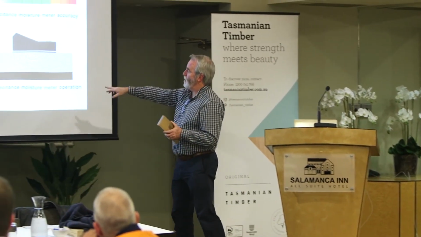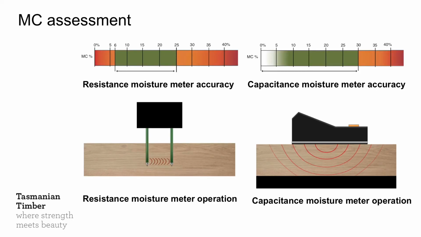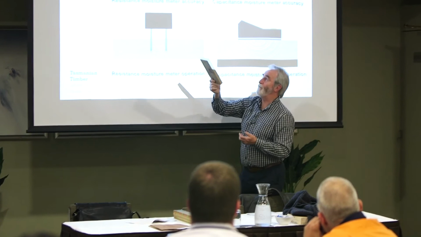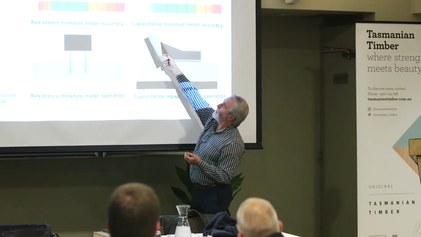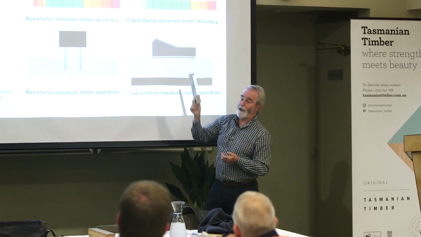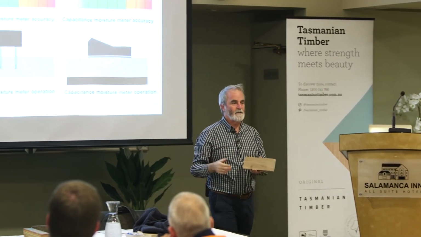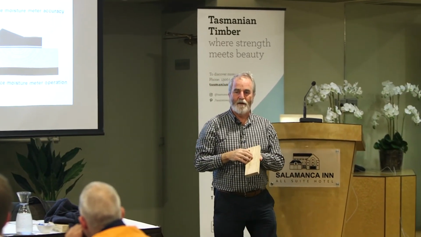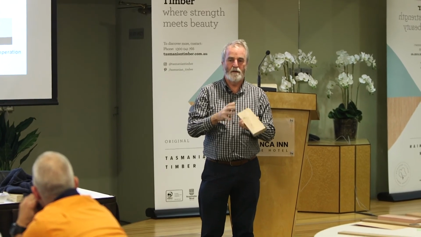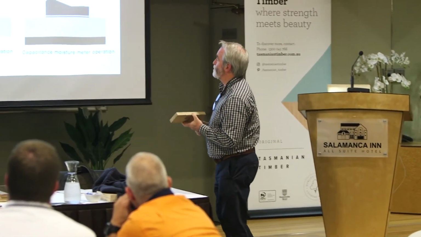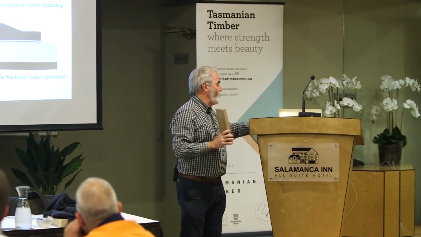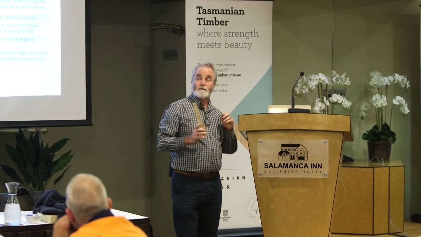This is another one called a capacitance meter, and you just put it on the surface and it gives you a reading. Okay, so this is where they're relatively accurate, from about 6 to 25, and sort of from 0 up to about 30. They're no good above that because there's too much water in the piece. The water's actually in the cells and it doesn't even make any sense at all. There's a couple of good points and bad points about each of these.